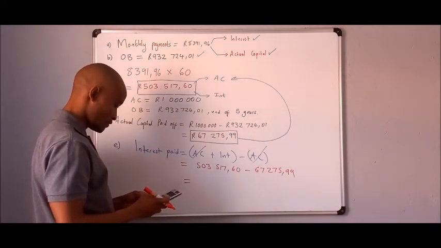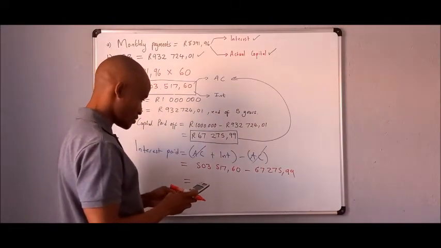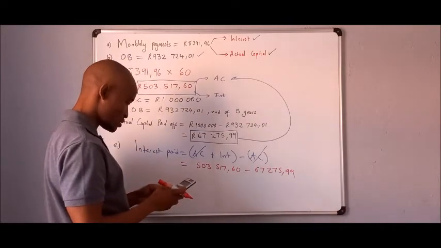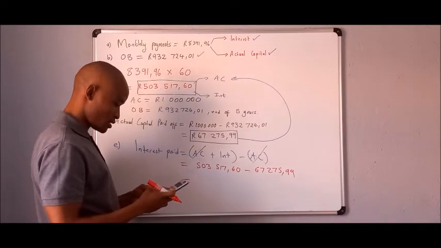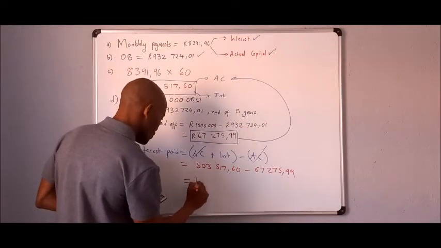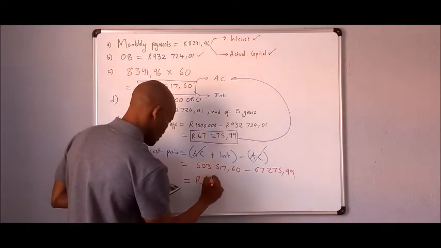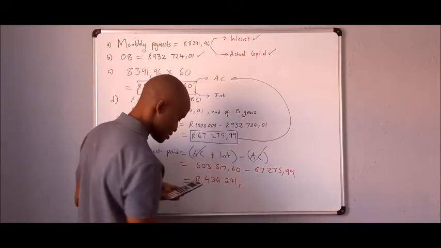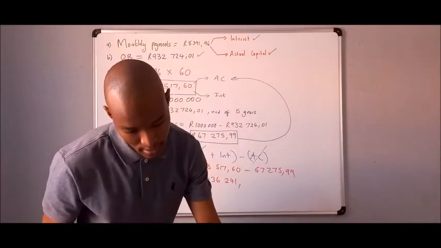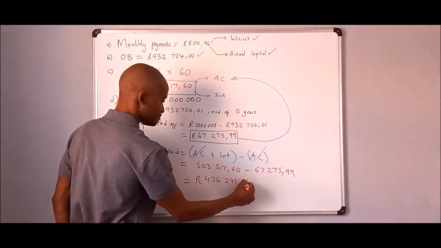Doing that calculation gives us what? Let's confirm. 503,517 and 60 cents minus 67,275 and 99. We arrive at 436,241 rands and 61 cents.